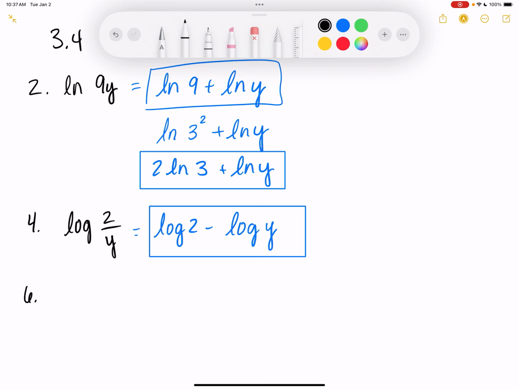6, we've got log base 2 of x to the negative 2. So this one, we just have the power rule. So whatever's in the exponent just gets thrown out front. So this would be negative 2 log base 2 of x.